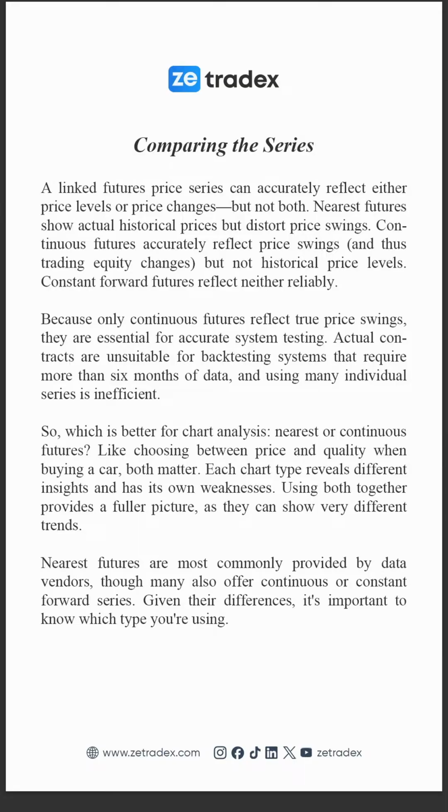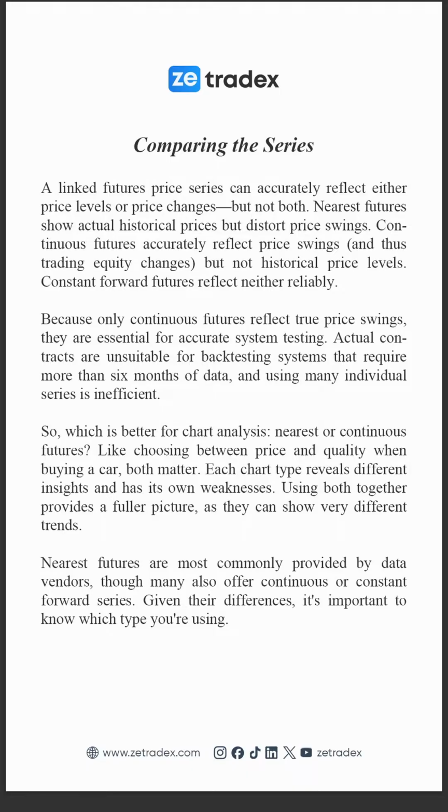A linked futures price series can accurately reflect either price levels or price changes, but not both. Nearest futures show actual historical prices but distort price swings. Continuous futures accurately reflect price swings and thus trading equity changes, but not the historical price levels. Constant forward futures reflect neither reliably. Because only continuous futures reflect true price swings, they are essential for accurate system backtesting. Actual contracts are unsuitable for backtesting systems that require more than 6 months of data, and using many individual series is inefficient. So, which is better for chart analysis, nearest or continuous futures?